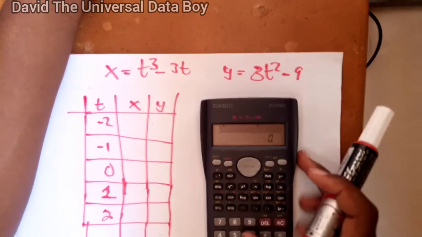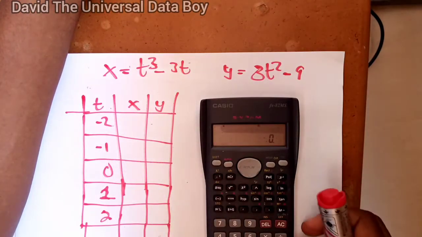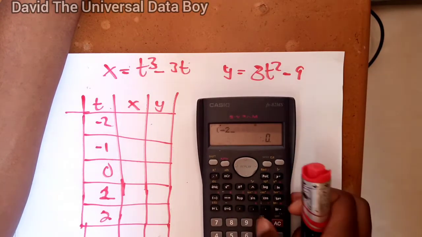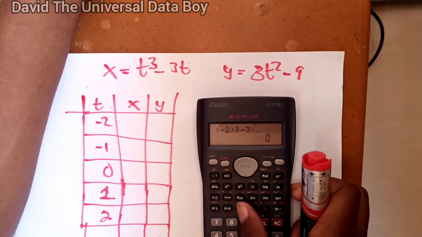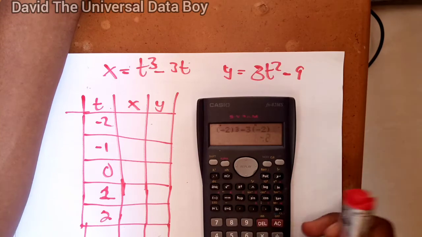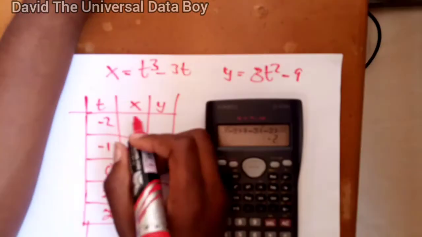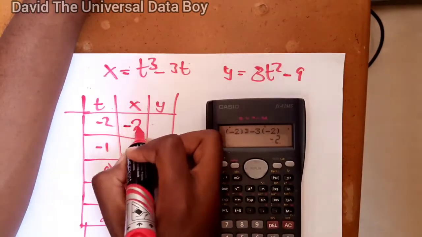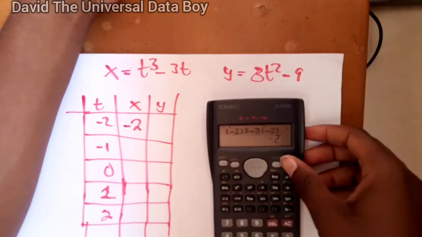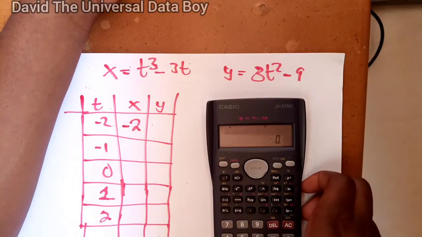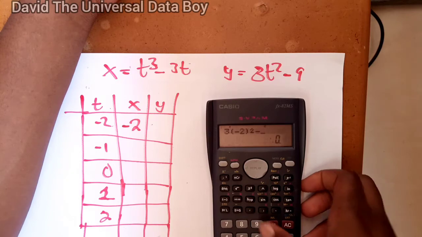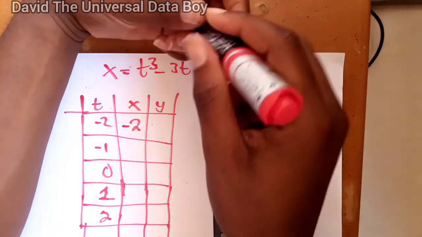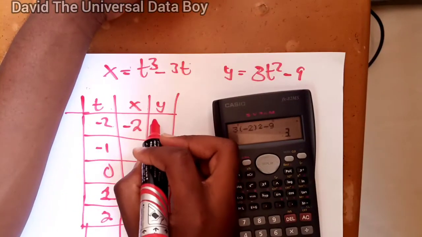Now for this one, when t is equal to negative 2, we are going to have negative 2 to the power 3 minus 3 times negative 2. When t is equal to negative 2, x is negative 2 as well. You go to y: 3 times negative 2 to the power 2 minus 9, and we're going to have this one being equal to 3.